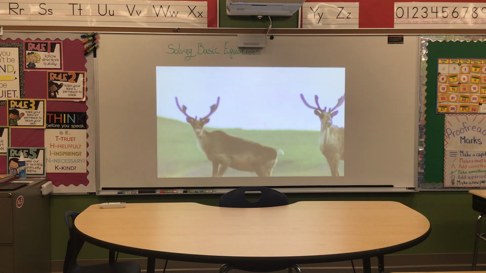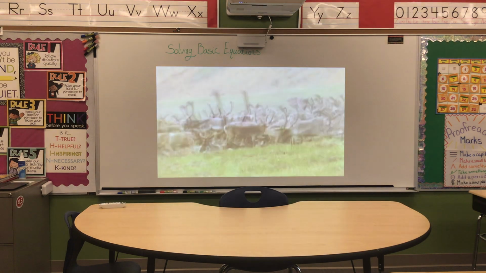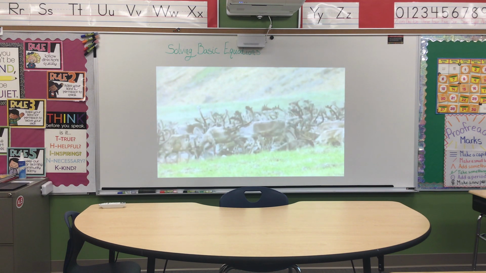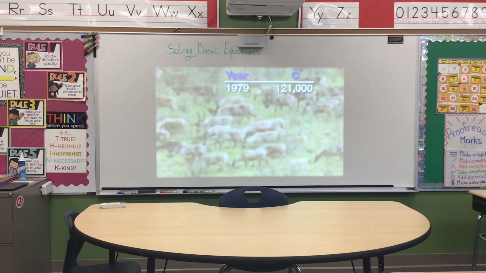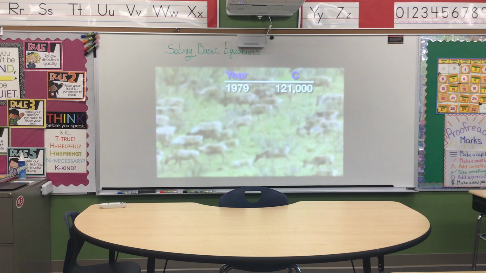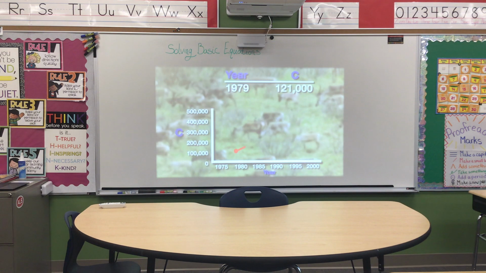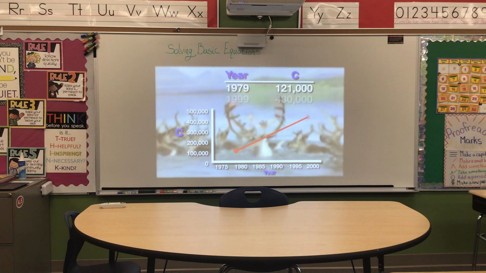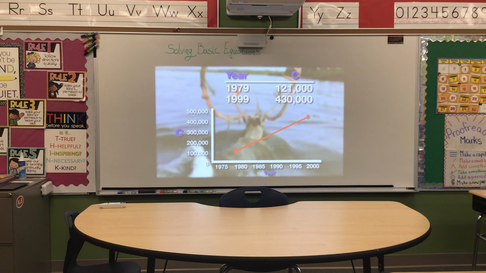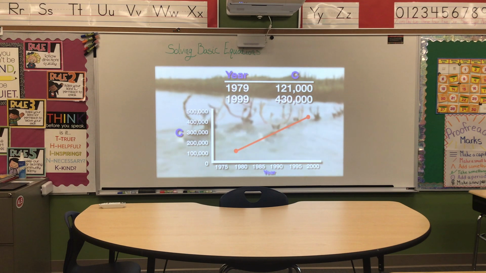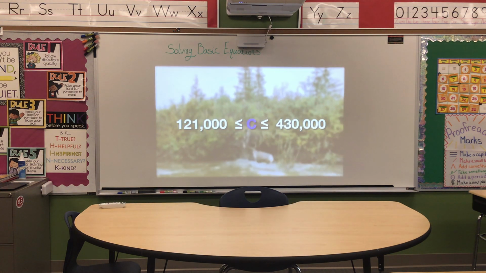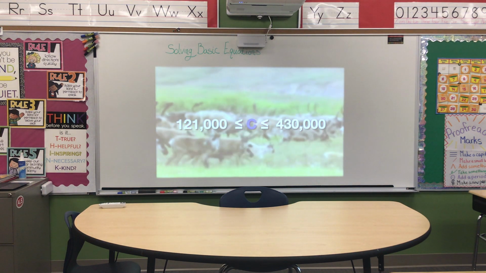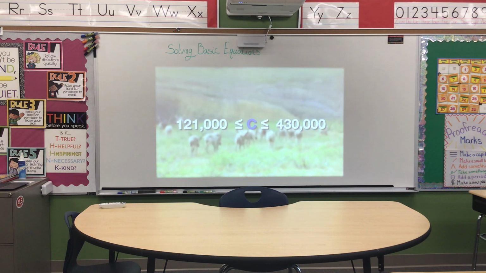Like most populations, the size of the western Arctic caribou herd fluctuates. The size of the population can be expressed as a variable. For example, in 1979, the population was estimated at 121,000. The population grew steadily over the 20 years between then and 1999 to an estimated population of 430,000. If we let C stand for the estimated number of caribou roaming the Arctic, then we can say that C during that time was between 121,000 and 430,000, taking different values at different times.